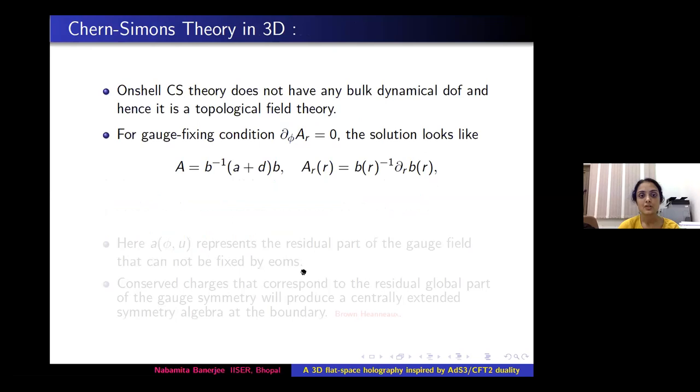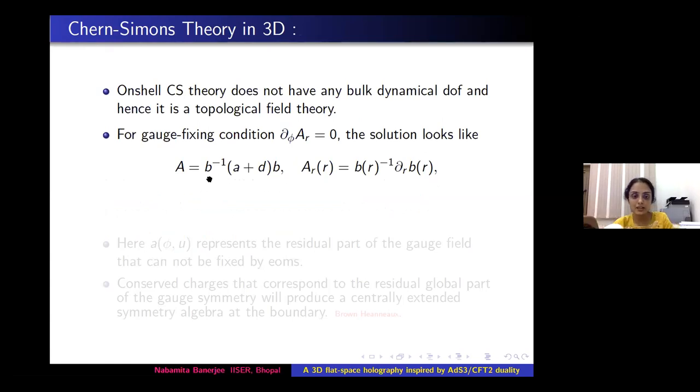Good. So from here we can readily understand that on shell, CS theory does not have any bulk dynamical degree of freedom, and hence it's a topological theory. Okay. Furthermore, since it's a gauge theory, you can choose a gauge. Particularly, I have chosen here this radial gauge condition, and once you choose this gauge, then the solution actually looks like the following.